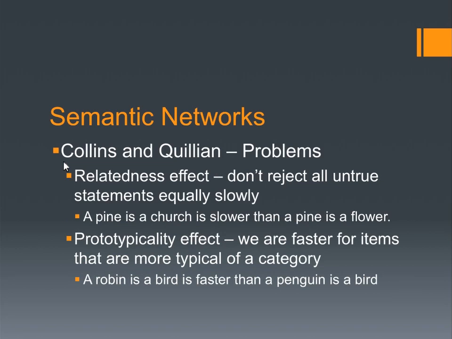The relatedness effect is where some statements are rejected faster than others. A pine is a church is rejected faster than a pine is a flower. Because trees and flowers are related, they're both plants, it takes you a little bit longer to reject the second one. But the model posits that you shouldn't have that problem. It also doesn't cover the prototypicality effect, where we're faster for things that are more typical. Someone saying something has lungs is not very typical, so that's why that question runs so slowly, but the model doesn't suggest that. It suggests they should all be equal.